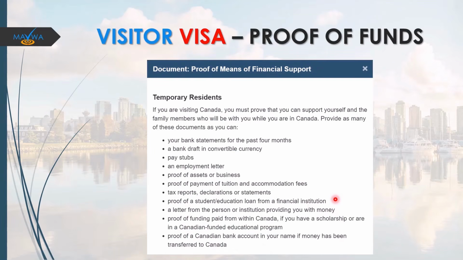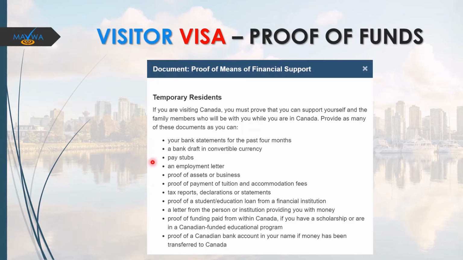This is a screenshot for what is accepted for temporary resident visa. Visitor visa is under temporary visa, therefore it applies. And read carefully with me. If you are visiting Canada, you must prove that you can support yourself and the family members who will be with you while you are in Canada. So all family members who are not traveling with you in Canada do not matter here. Provide as many of these documents as you can.